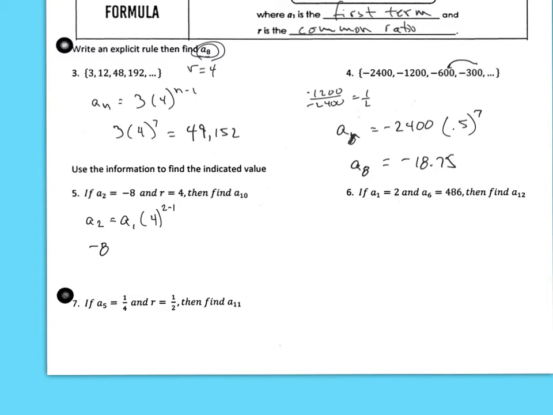We don't know a sub 1. So we have a sub 1 times 4. So we're just going to divide both sides by 4, obviously, and we get that a sub 1 is equal to negative 2. Now we've got to find a sub 10. So a sub 10 is equal to the first term, and then the ratio to the n, 10 minus 1, or ninth power. So a sub 10 is equal to negative 524,288.